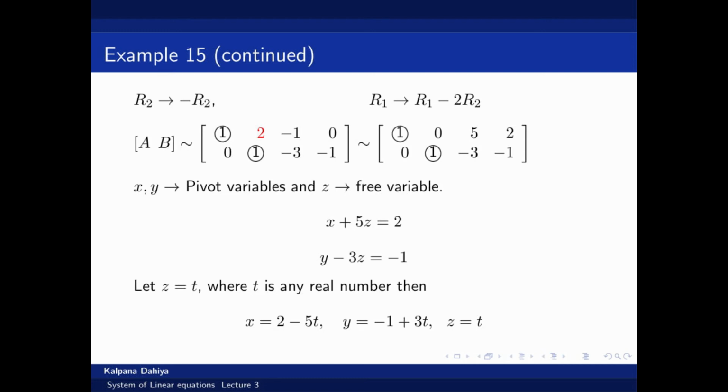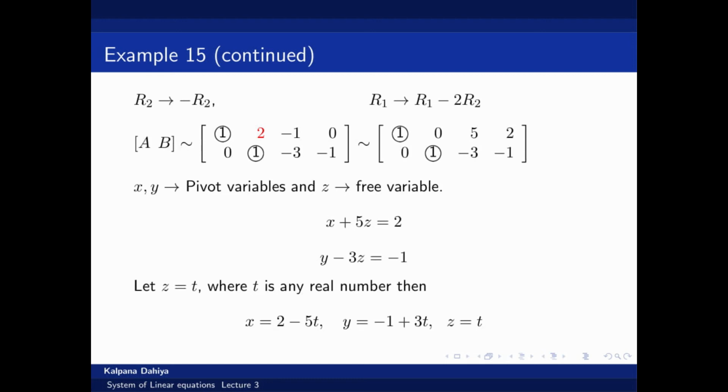Now from this row canonical matrix, we can write down the equations. We have the following two equations: x plus 5z equal to 2. The second equation is y minus 3z equal to minus 1. If we have a system with well-defined pivot variables and free variables, then its solution can be calculated by assigning random values to the free variables, and then we solve the remaining system with the pivot variables. So here z is the free variable, so let z be t, where t is any real number.